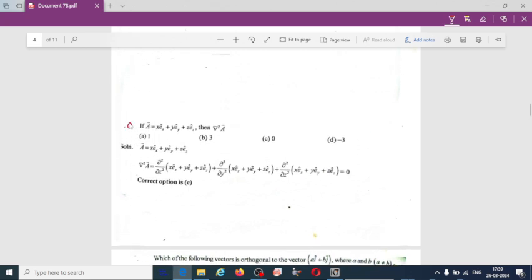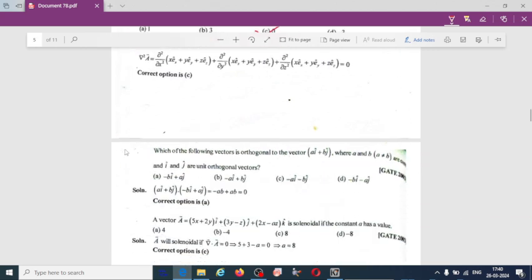So next one: if a vector A is given by this formula, then del square of A, if we take, is obviously 0. So option C is correct. So if you practice these questions, definitely any question I ask on vector analysis, you are going to solve.